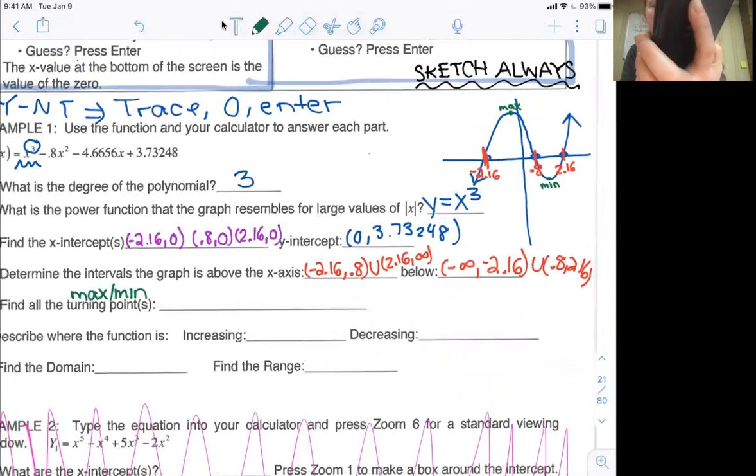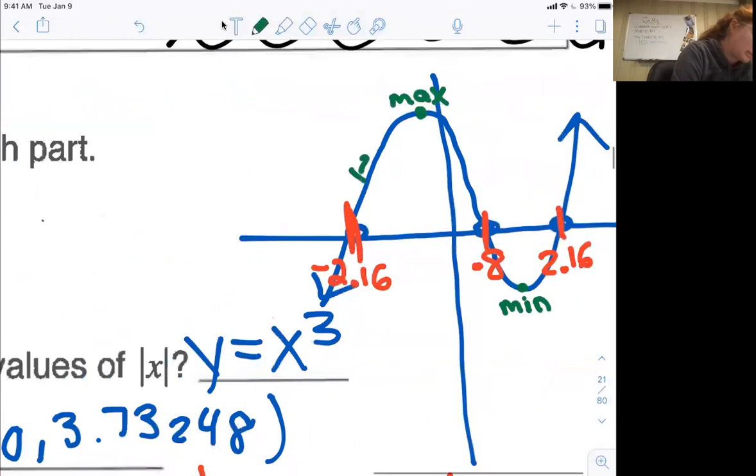So I'm going to go to second calc, and I'm going to go to option 4 for this one, because that's my maximum. It's going to ask me left bound, right bound, guess, the same 3 questions. This time, the left bound of the maximum is to the left, which is over here. Your cursor should be over here. Your right bound would be over here, because that's to the right of the max. And then your guess is to get somewhere close to it. So somewhere around there.